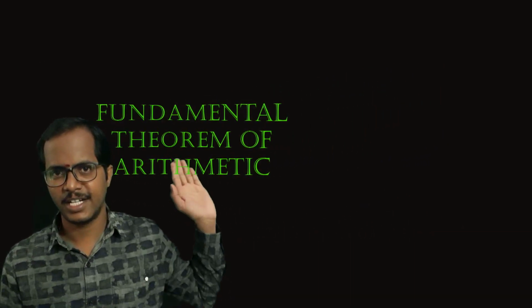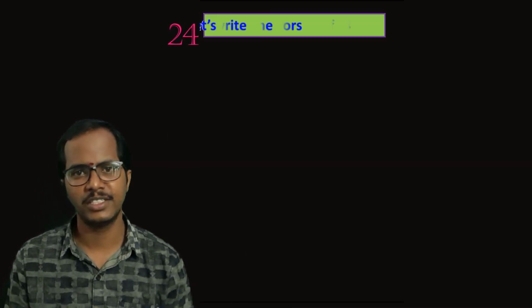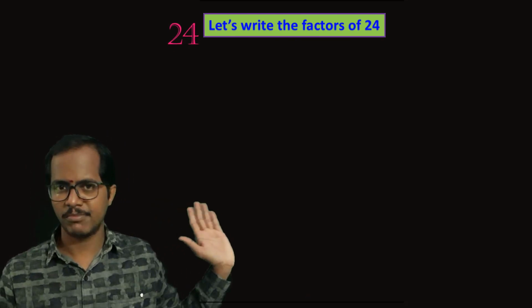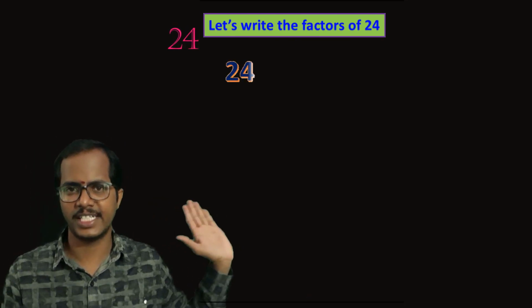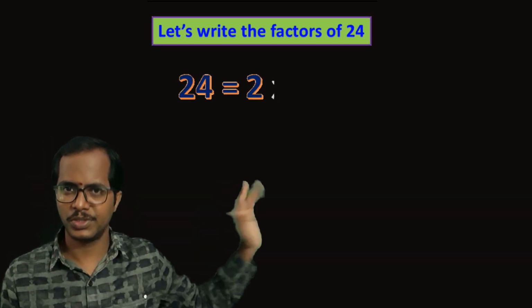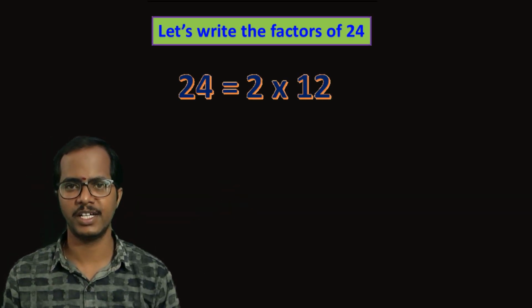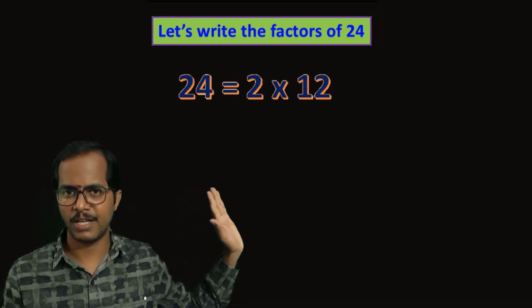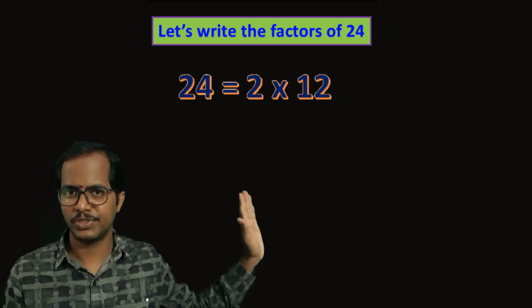Let us consider a number 24, which is a composite number. We know that a composite number is a natural number which has more than two factors. So 24 is a composite number. Let us factorize this number. 24 can be written as 2 into 12, where 2 and 12 are the factors. Now here in 2 into 12, 2 is the prime number and 12 is the composite number.